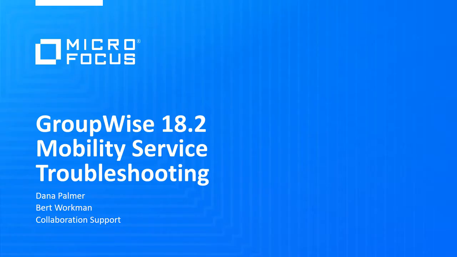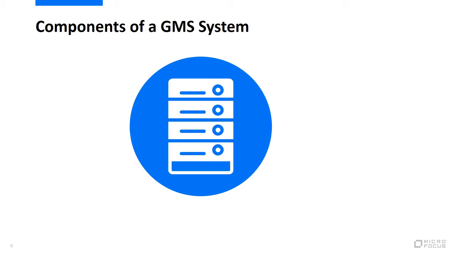One of the more difficult areas to troubleshoot in any GroupWise system is the GroupWise Mobility Service. One way to simplify troubleshooting is to have a greater understanding of the architecture and message flow used by the Mobility Server. At the heart is the Mobility Server itself.